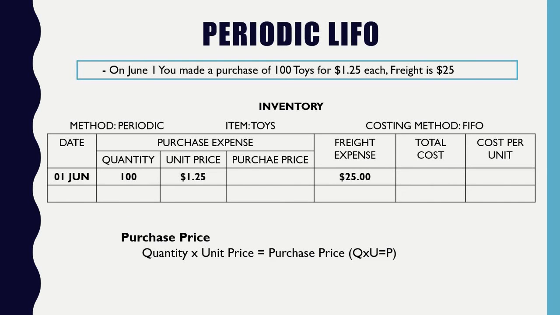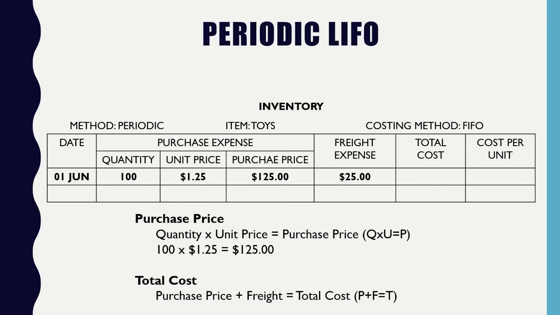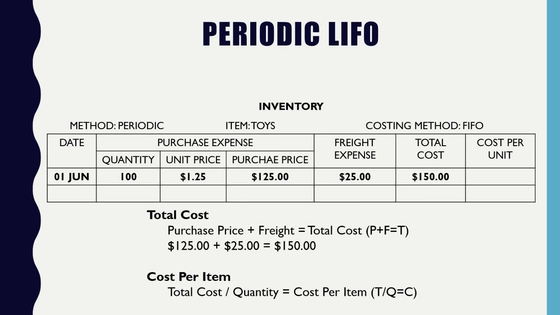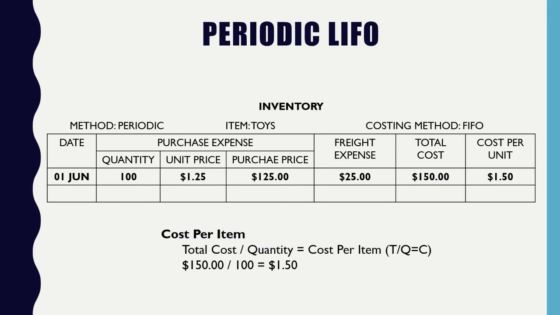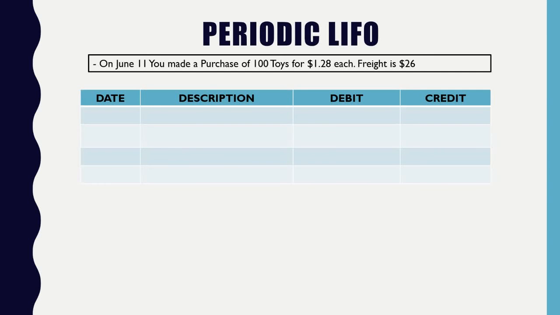Once you know the information, we're going to fill in each section. This time we're looking at purchase expense, which is quantity times unit price, which gives us 125. Total cost is 125 plus 25 equals 150. Now we do our cost per item, which is 150 divided by 100, and you're going to get $1.50. Same exact concept. So now what happens when we do our second one?